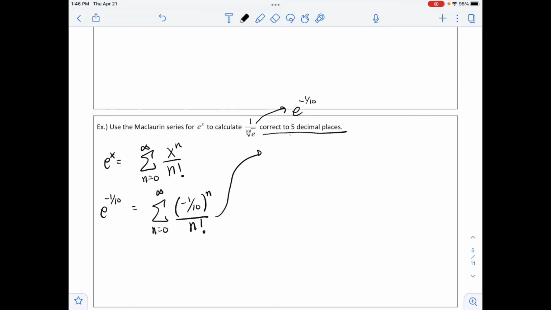And then expanding this out, the first term we would just have 1 minus the second term, since it is a negative 1/10 to the first, would be negative 1/10, plus the next term is going to be negative 1/10 squared over 2, plus the next term is negative 1/10 to the third over 3 factorial.